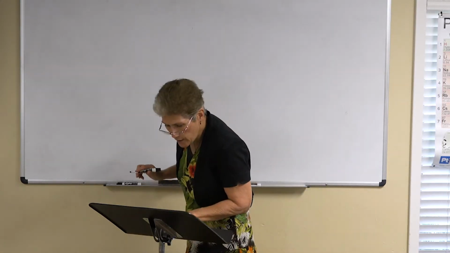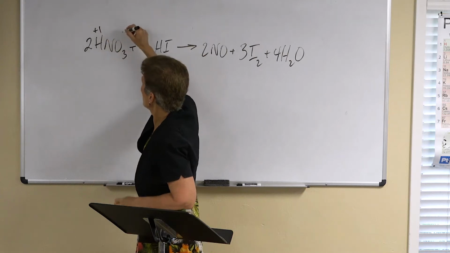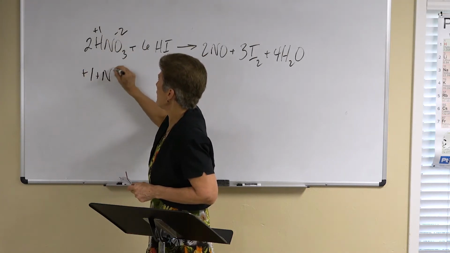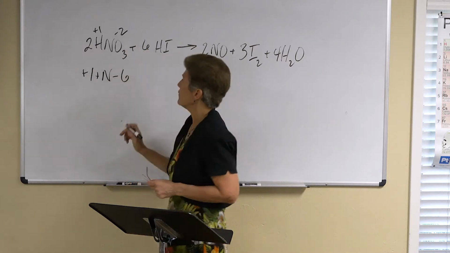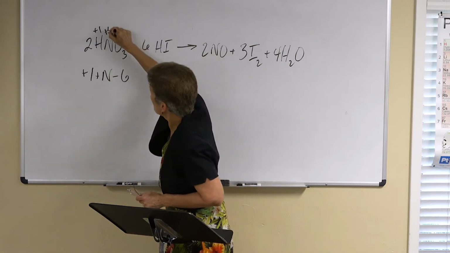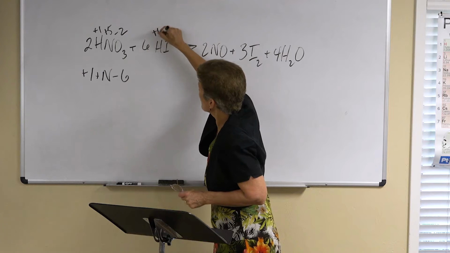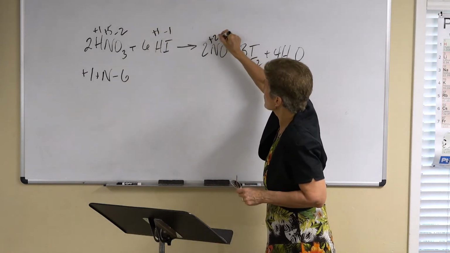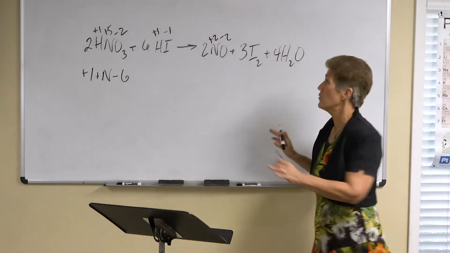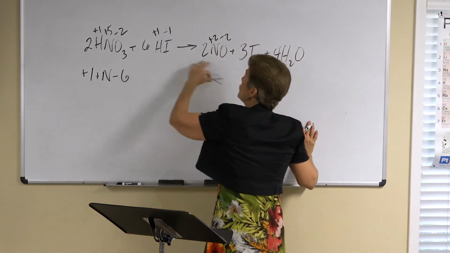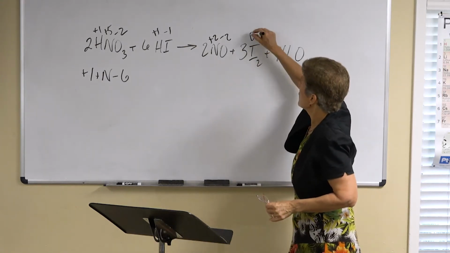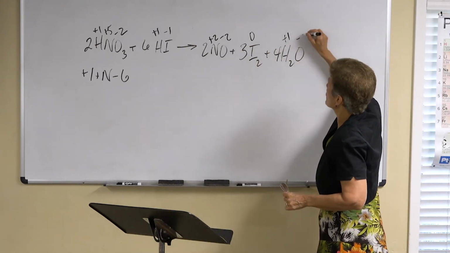The next one, this is +1. This is -2, so we have +1 plus N minus 6, 3 times -2, so that has to be a +5. Here, this is a +1 minus 1. Here, this is a -2, so this is a +2. I'm working the rules here, guys. Remember, hydrogen's one of the earlier rules, and oxygen is rule 6. This is a 0, this is +1, so it's a -2.